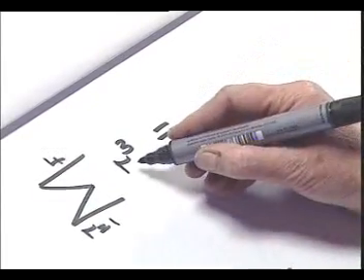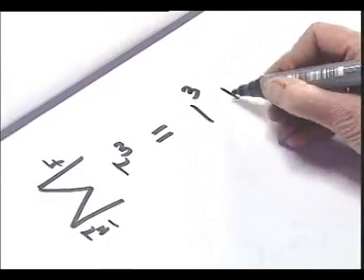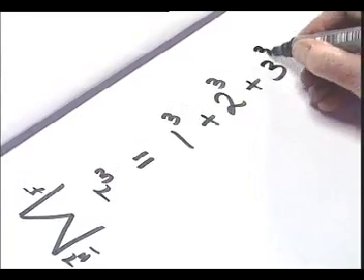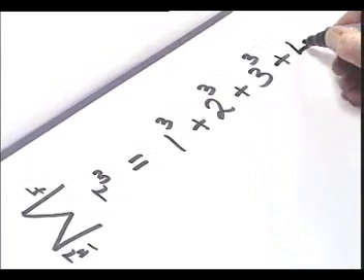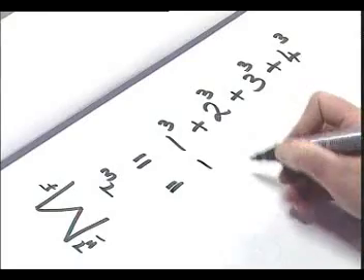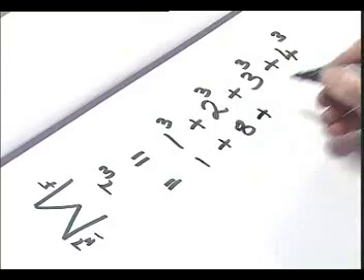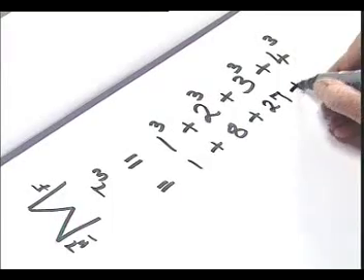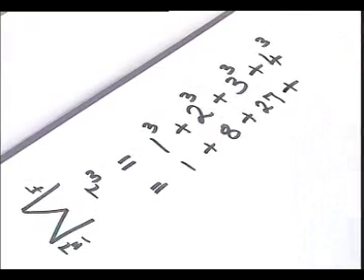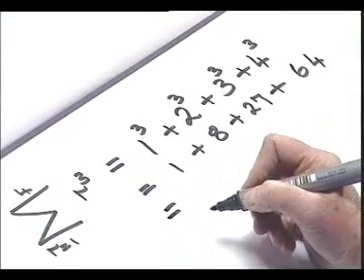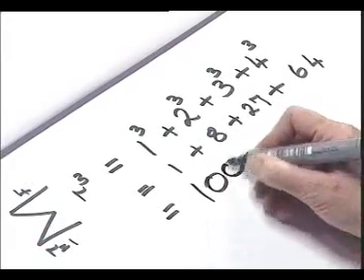When r is 1, r cubed is 1 cubed. r equals 2, 2 cubed. r equals 3, 3 cubed. And r equals 4, 4 cubed. And we can just work these out and add them together. 1 cubed is 1, 2 cubed is 8, 3 cubed is 3 times 3 times 3, so that's 9 3s, which is 27. 4 cubed is 4 times 4, which is 16, times by 4, which is 64. And when we add all of those together, you get a lovely answer, 100.